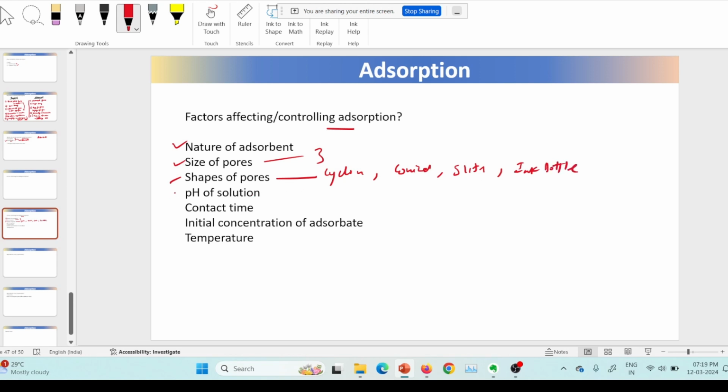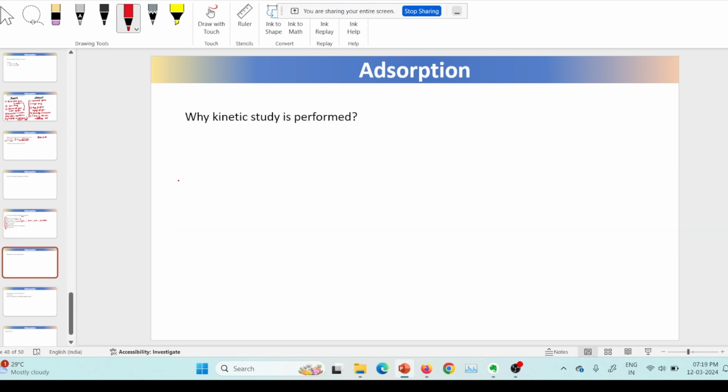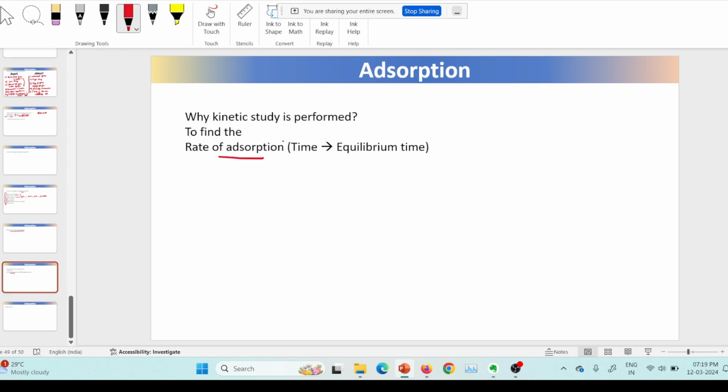What is the pH of the solution? What is the contact time? What is the initial concentration of the adsorbate? What is the temperature? All these factors will affect the adsorption. Why is a kinetic study performed? The kinetic study is performed to understand the rate of adsorption.